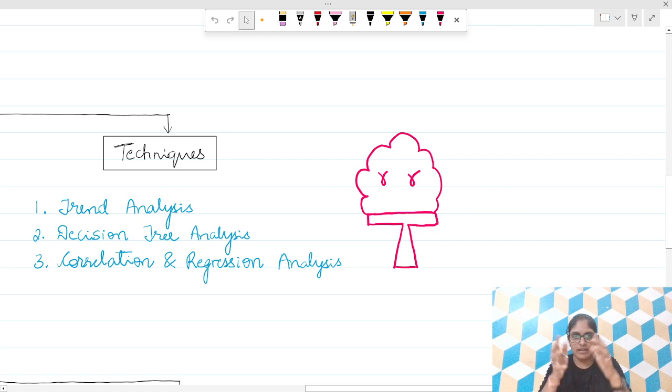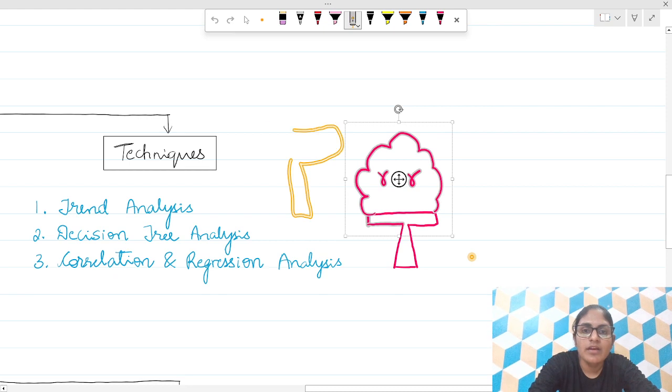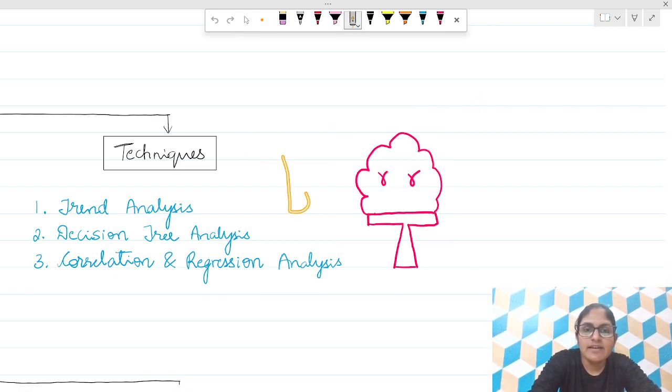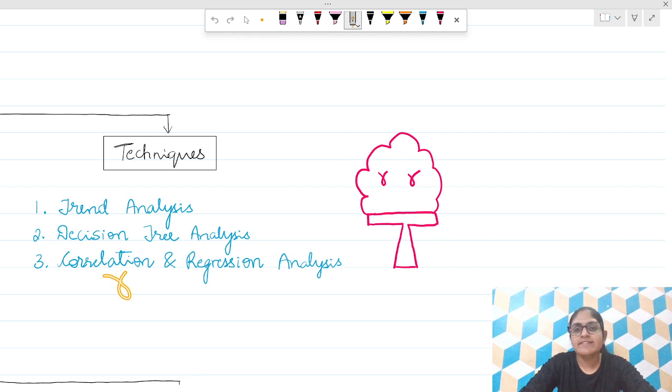Remember, in a company's surrounding there are so many trees. So the techniques of company analysis, just to link, are trend analysis, decision tree analysis, and correlation and regression. Correlation is denoted by R. So what are the techniques? Trend analysis, tree analysis, that is decision tree analysis, and correlation and regression analysis.